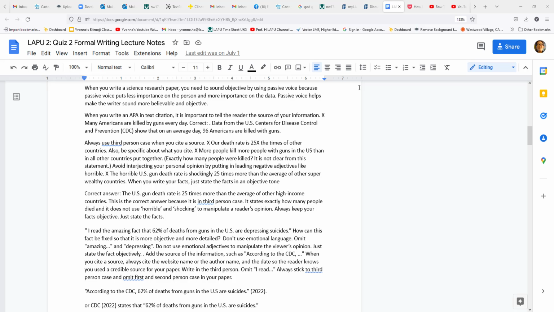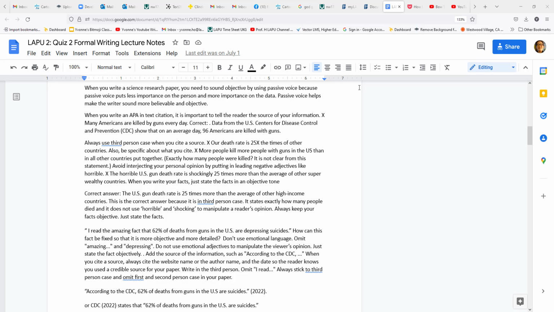Always use third-person case when you cite a source. So here's incorrect. Our death rate is 25 times of other countries. Also, be specific about what you cite. Another one that's not right. More people kill more people with guns in the US than in other countries put together. Well, exactly how many people were killed? It is not clear from this statement.